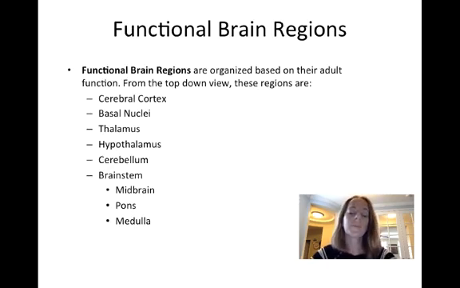So I am going to present the brain regions as functional brain regions. The alternative is to do it as a developmental organization, and I prefer not to do that. So we are going to start from a top-down view from the cerebral cortex all the way down to the brainstem. So we're going to go from the cerebral cortex to the basal nuclei to the thalamus, then the hypothalamus, cerebellum, and the brainstem, and go from there.